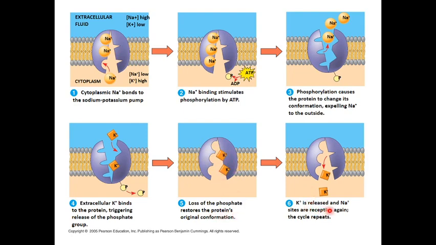K plus is released and the Na plus sites are receptive again for the next cycle. This entire cycle repeats. This is called the sodium potassium pump.